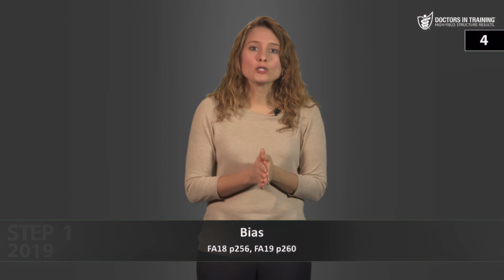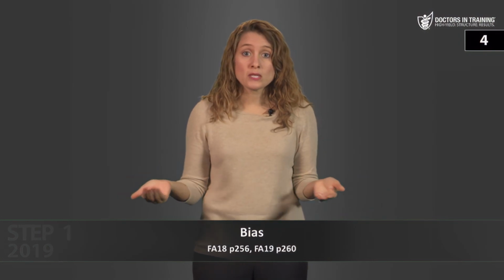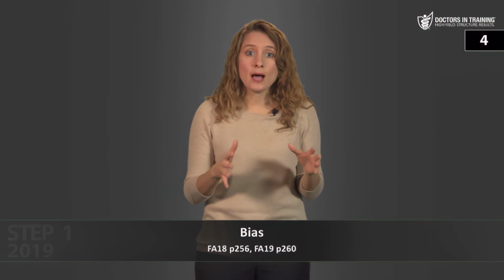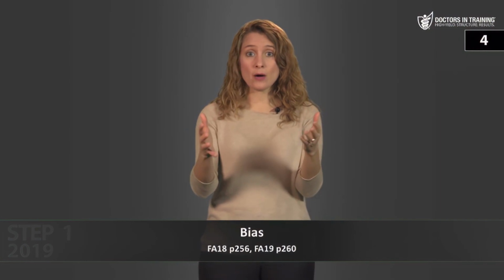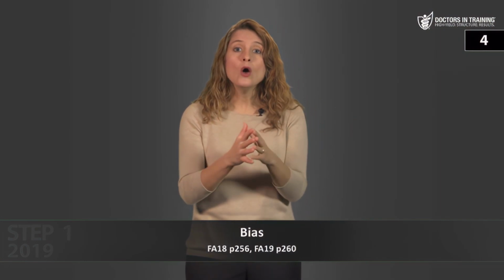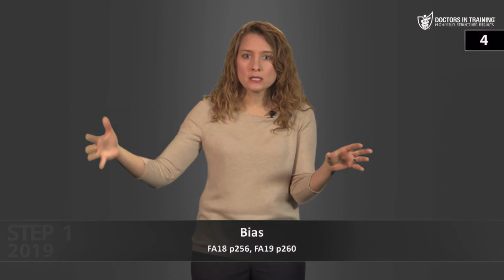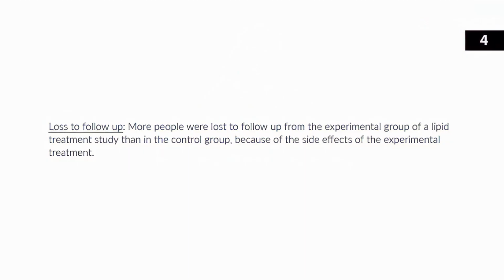Okay, next is loss to follow-up. Loss to follow-up occurs when study participants no longer want to participate in a study and can't be contacted for follow-up. This can bias results if the dropout rate is very high, if there's an unequal dropout rate between the two study groups, or if those that drop out of the study are different from those that continue in the study. Your study guide says more people were lost to follow-up from the experimental group of a lipid treatment study than in the control group because of side effects of the experimental treatment.